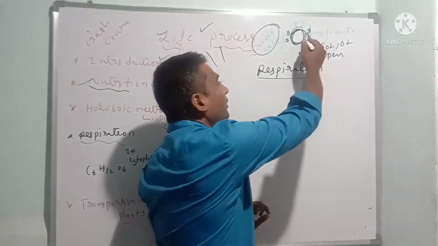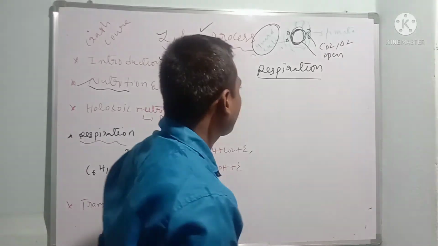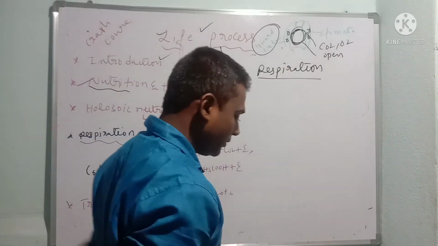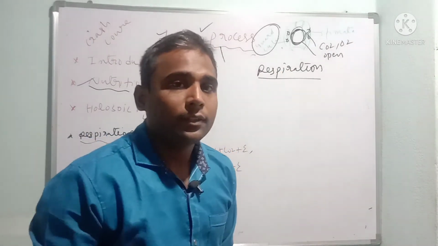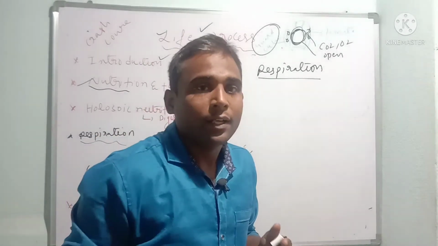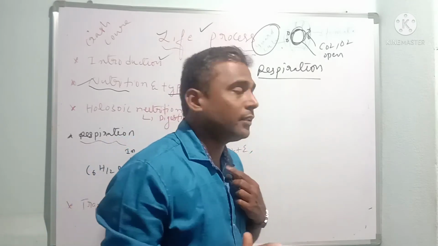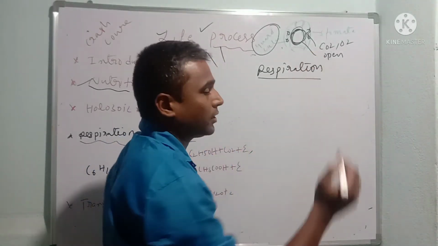Same thing with guard cells: when the plant doesn't want carbon dioxide or oxygen, they will be closed. So next, respiration. What is respiration? The process of releasing energy from the body after taking the food, after taking the minerals, that is called respiration.